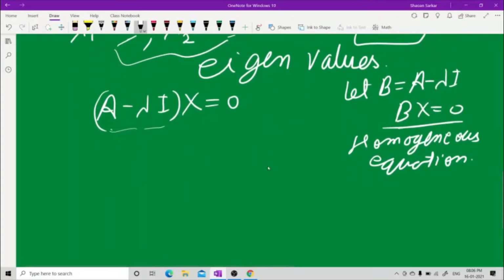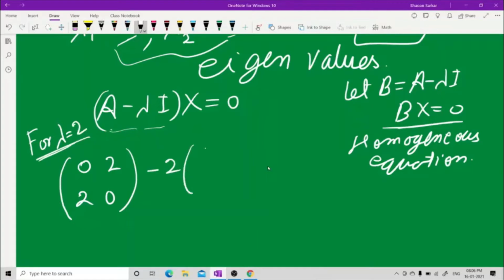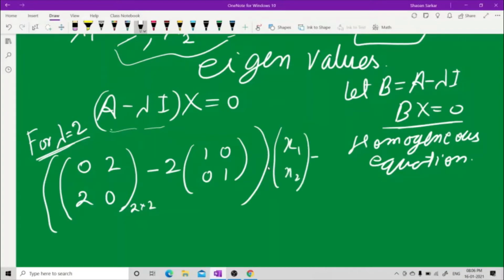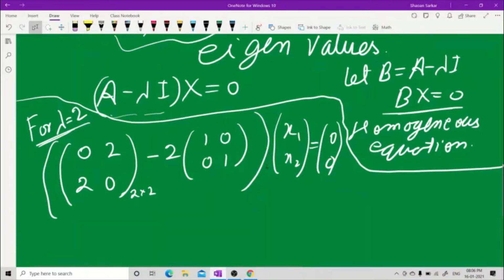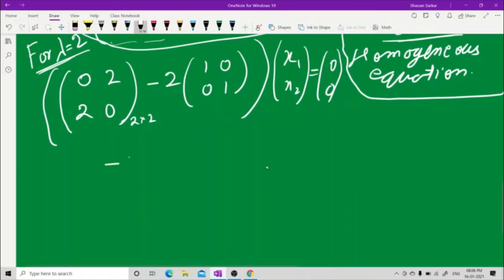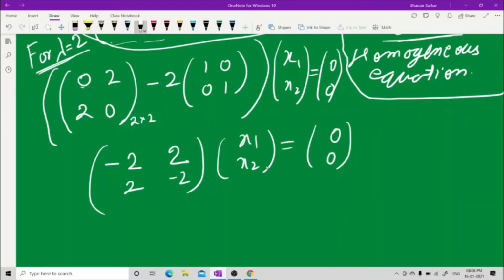Now my matrix was 0, 2, 2, 0. Now for lambda equal to 2, I will write minus 2 times 1, 0, 0, 1, and then I'll put a big bracket. Now, what order is this? 2 cross 2. So there will be only two components, x1, x2, and this will be equal to 0, 0. Let me draw the line here so that you don't get confused. Now I'll do the subtraction the way we did. We know how to subtract, we know how to add. Now this is going to become minus 2, this is going to become plus 2. But 0 minus 2 is minus 2, 2 minus 0 is 2, 2 minus 0 is 2, again 0 minus 2 is minus 2, and you will write x1, x2, and you will write 0, 0. This is the way you will write.